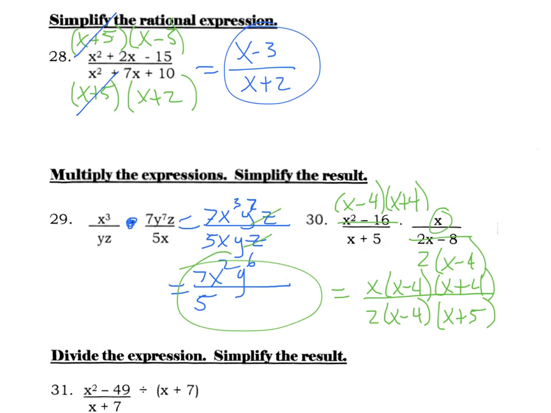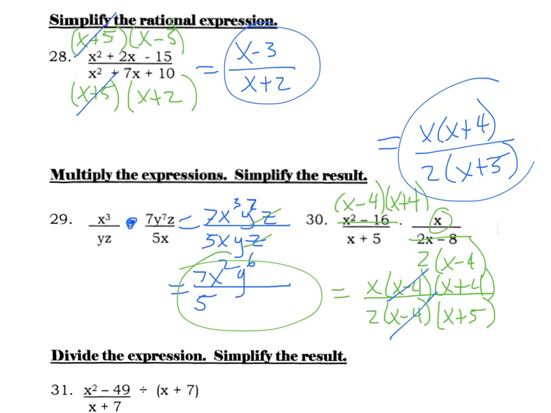The order you write these terms in doesn't really matter. I wrote it so that the single things were out front. It doesn't have to be that way, but it looks a little weird if you don't. The only thing that's going to cancel here is the x minus 4s. And so my final answer will be, I'm going to write it up above here, x plus 4 over 2 x plus 5. And you don't need to distribute or put that together in any way. That's as simple as it needs to be.